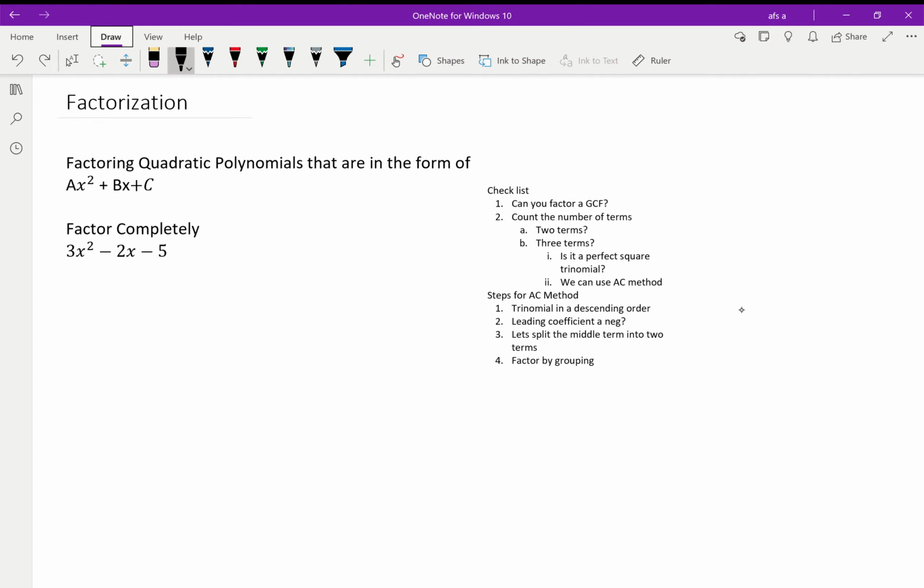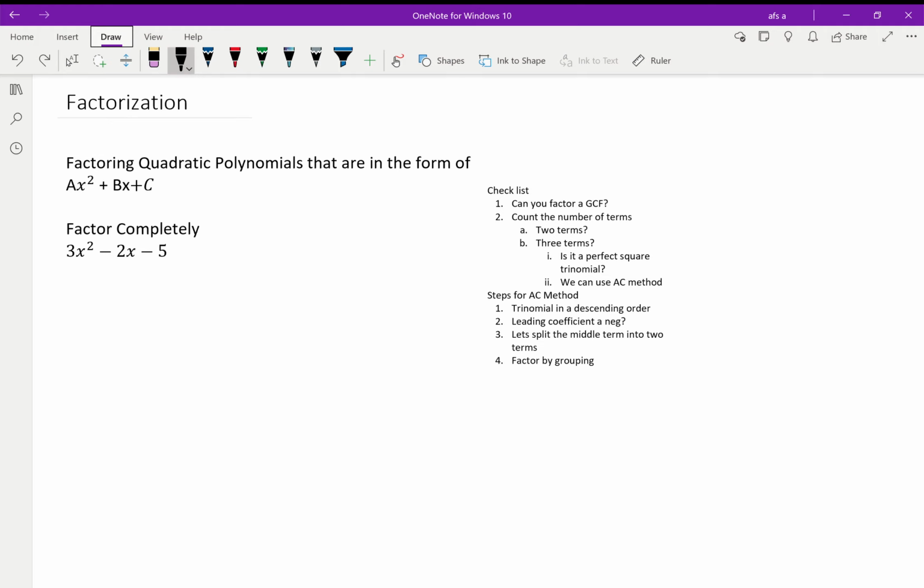We need to see if it is a perfect square trinomial. If that's the case, we can use the formulas. In a perfect square trinomial, the way we check is if the first term and the last term are perfect squares, meaning can you take a square root of them? In this case, no, we cannot take a perfect square root of 3, neither can we take one of 5. So no, this is not a perfect square trinomial. We're going to be using factor by grouping, or as I like to call it, the AC method. So that's the thought process we use in order to figure out which method to use.